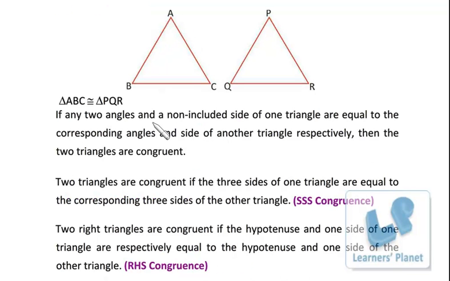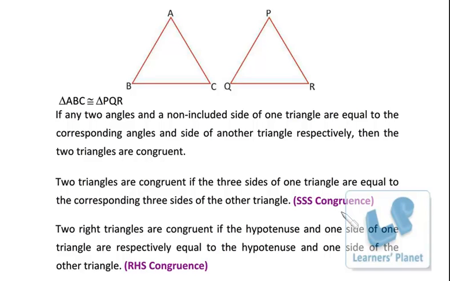Similarly, if any two angles and a non-included side of a triangle are equal to the corresponding angles and side of another triangle, then the two triangles are congruent. Suppose we talk about angle A and angle B, and angle A is equal to angle P, and angle B is equal to angle Q, and maybe any third side, maybe BC, maybe AC, is equal to the corresponding third side, then also the triangles will be congruent, right?